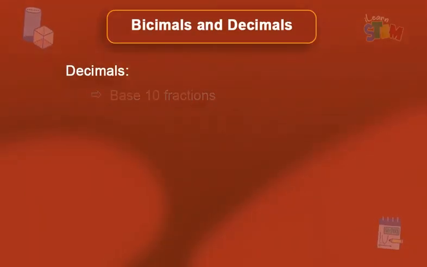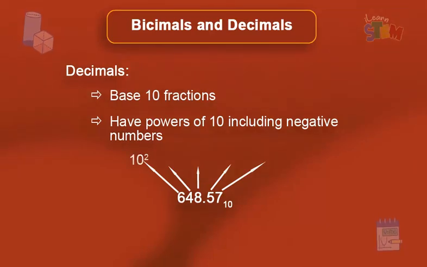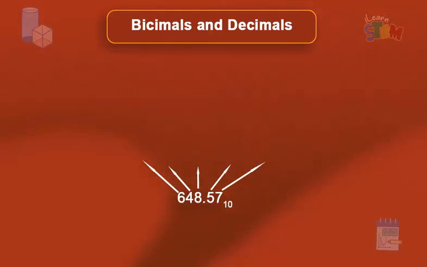Decimals are base 10 fractions. Their place values have powers of 10, including negative numbers. For example, decimals have numbers such as 10 raised to power 2, 10 raised to power 1, 10 raised to power 0, 10 raised to power minus 1, 10 raised to power minus 2, etc.